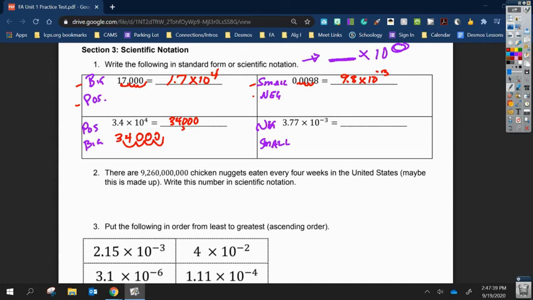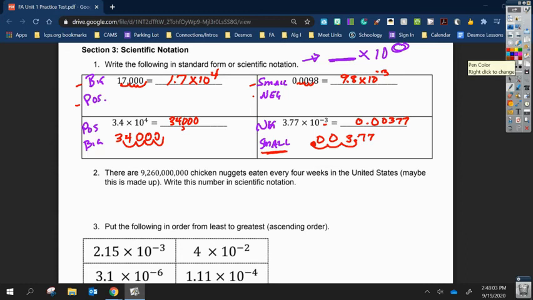Here's a negative exponent, so I know I'll end up with a smaller number. 3.77, 3 and 77 hundredths. 3 times, does that mean 3 zeros? It means move the decimal 1, 2, 3 times. Now I end up with a small number, as I thought, 0.00377.